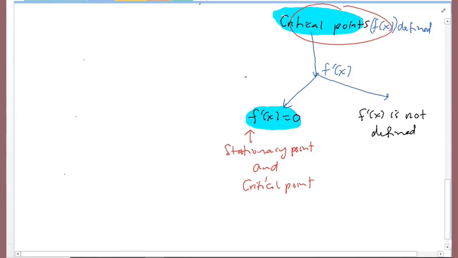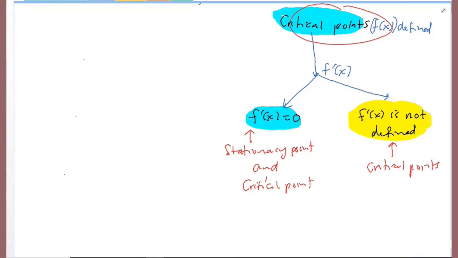Okay, and when f prime of x is not defined, normally after you differentiate you get a ratio, numerator over denominator. When the denominator is equal to 0, f prime of x is not defined. This is what we call only a critical point. The special case we need to concentrate on is this one.